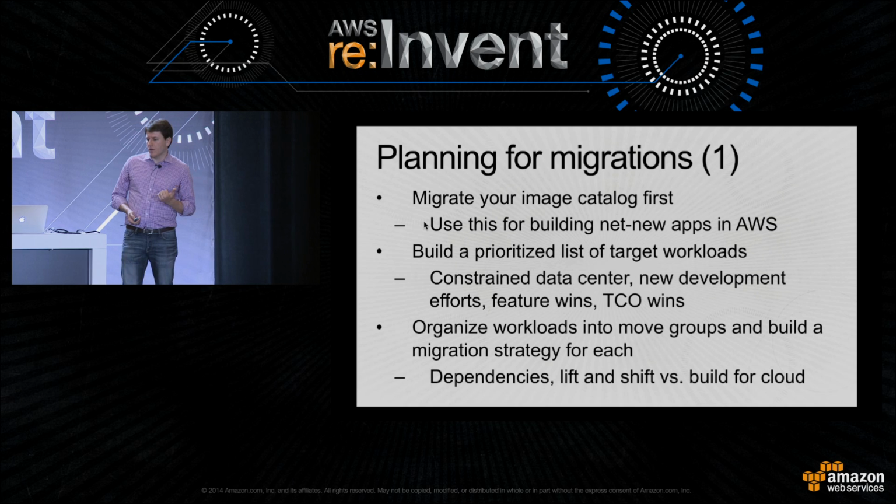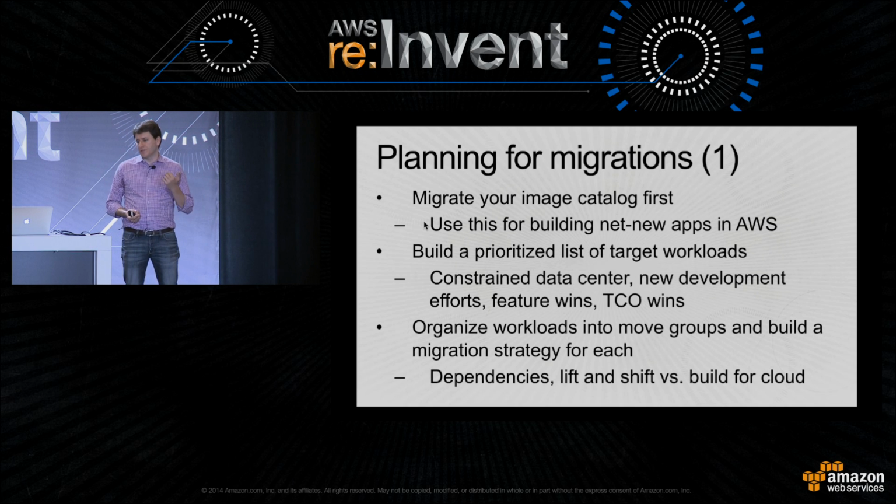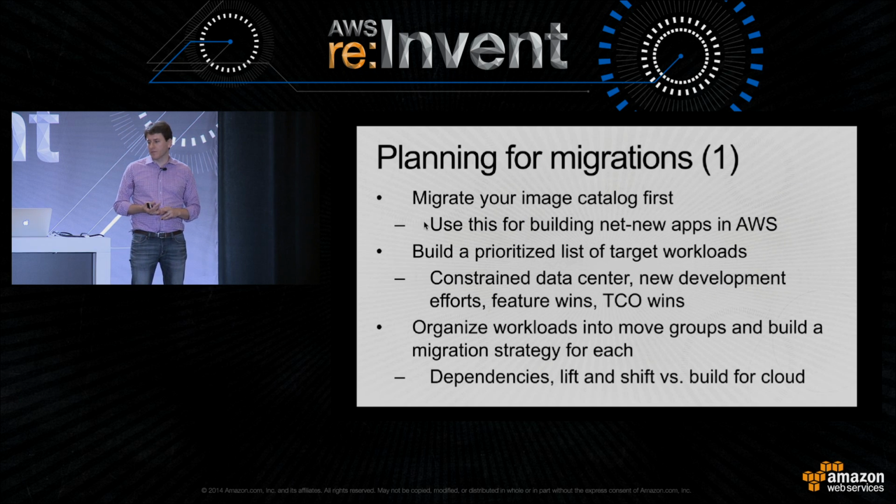From there, a lot of customers will next move into building a prioritized set of workloads. This could be driven by a couple things. Andy mentioned a couple of these in the keynote yesterday. Constrained data center is a big one. So I'm running out of space. I don't want to buy any more. So I don't necessarily care what the workload is. I just want to get something out of there so I don't have to expand that footprint.